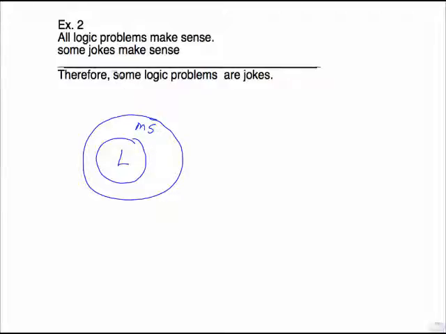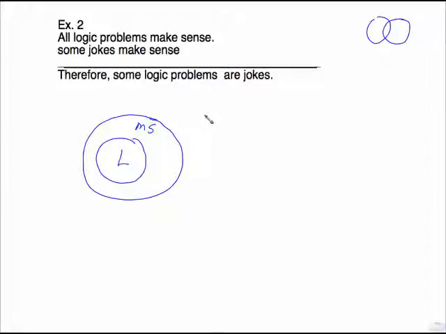All logic problems make sense. Some jokes make sense. Therefore, some logic problems are jokes. All logic problems make sense. Our logic will be inside the make sense set. Now we have some jokes make sense. You know from some, it's this overlap look. Well, I can draw this two different ways for my overlap.